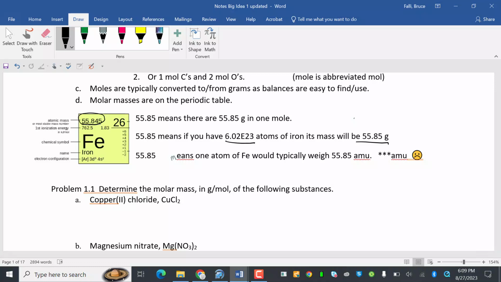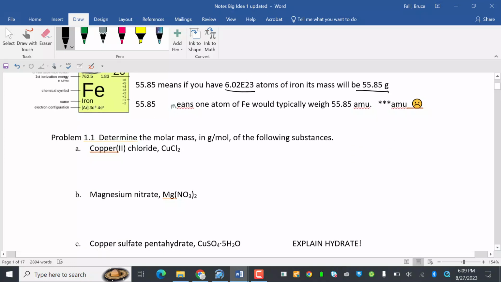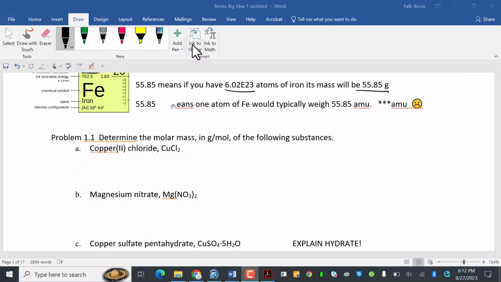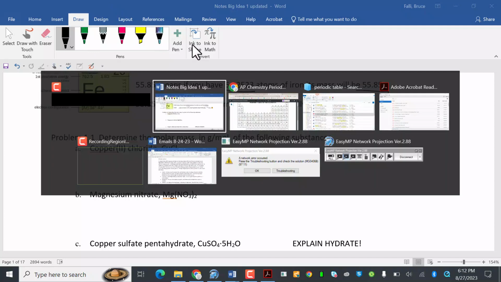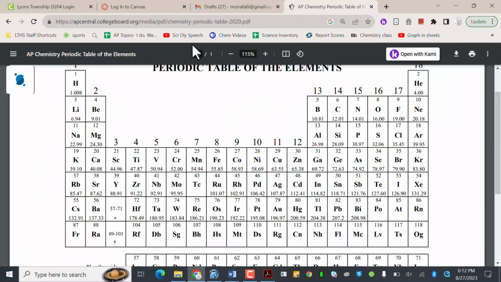Okay. All right. 1.1, determine the molar mass in grams per mole of the following substances. So I've got to look at my periodic table. I got to look up copper. Okay, so I'm going to show you how to find it on the periodic table. So let's take a look at copper. Copper is 63.55 and chlorine is 35.45.